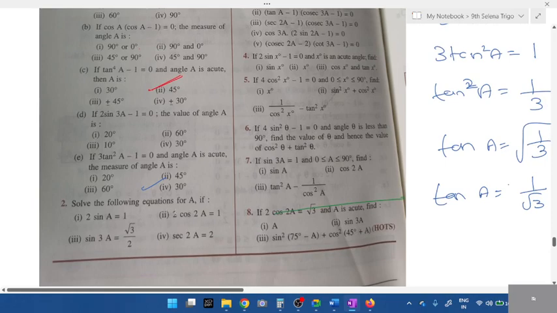Okay, solve the following equation for A. All simple questions. Try this, students. Try all 4 questions. Try the first 2 to find the value of A.